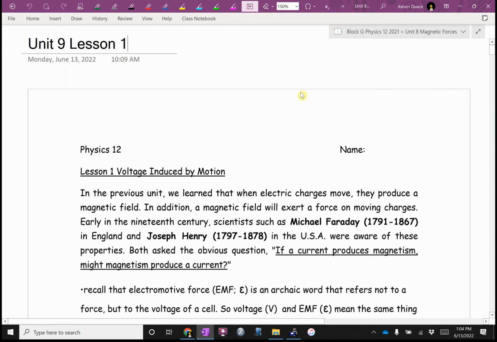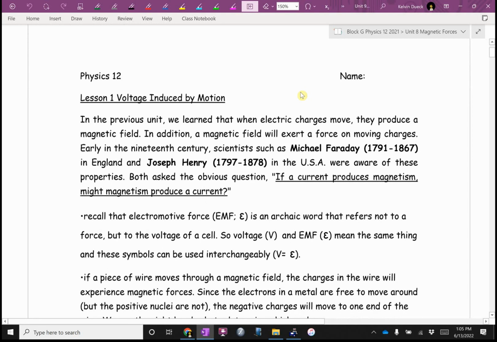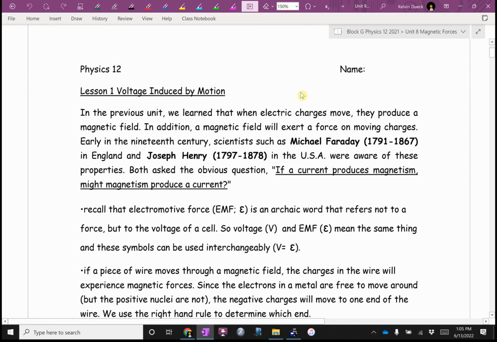This is the unit I would have got to after this. I want to do an introduction, A, because it's nerdily cool, but B, it also has a whole bunch of right-hand rule applications, so it's good practice. In the previous unit, the one we just finished, we learned that when electric charges move, they produce a magnetic field. When current is running through a wire, you curl your fingers in the direction of the magnetic field. Or when a solenoid, a bunch of wires wrapped together, generates a magnetic field, moving charges create a magnetic field.